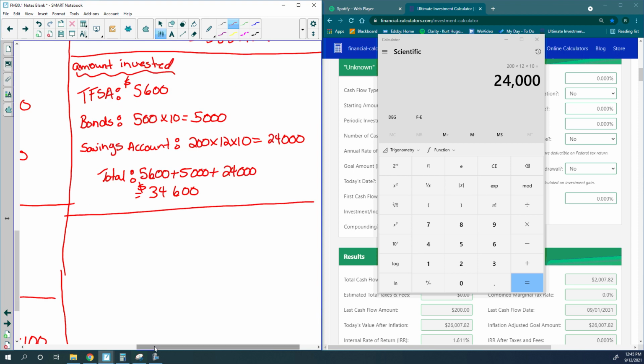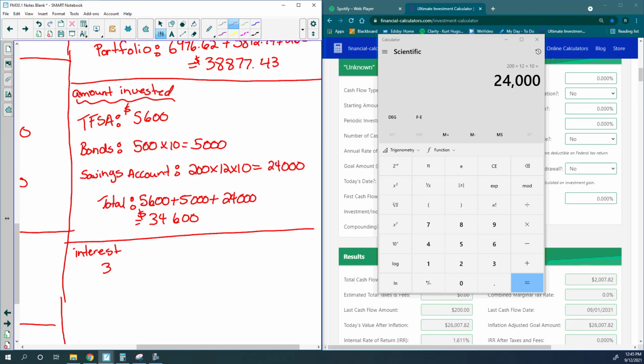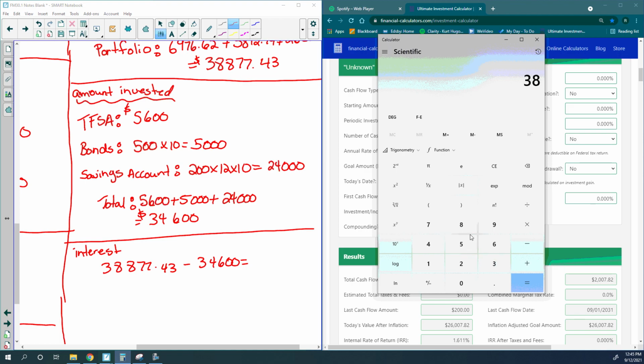Okay, and now we have to figure out how much interest there was. We're going to take how much she made, $38,877.43, and minus the 34,600. And we're left with $4,277.43. So that's how much extra she made.